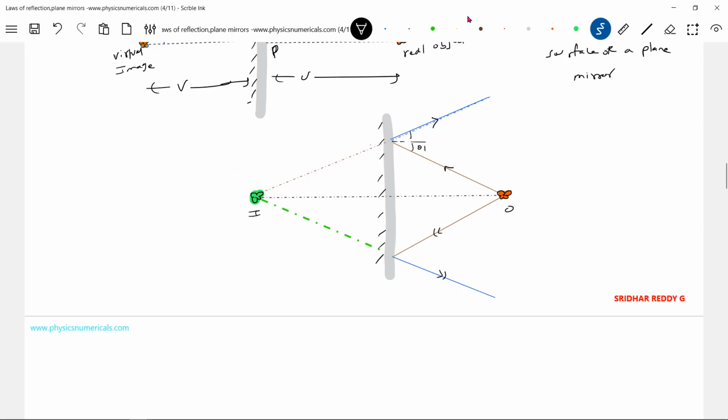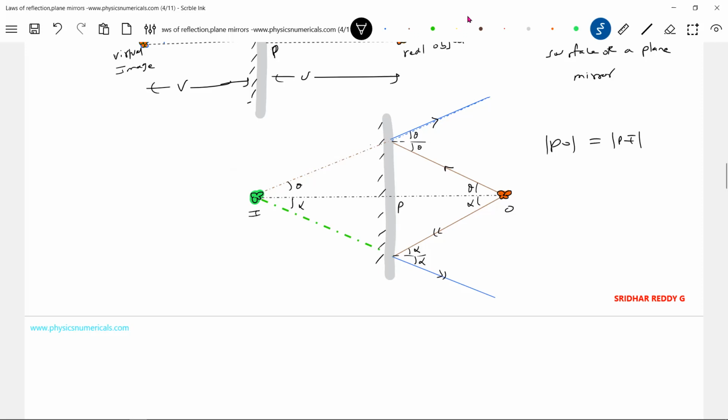angle of incidence theta 1, or let me call it theta. This angle will be theta. If this angle is alpha, if the angle of incidence is alpha, this will be alpha. Now whatever this angle is will be alpha. This angle will be theta. Now also you calculate PO equal to PI.